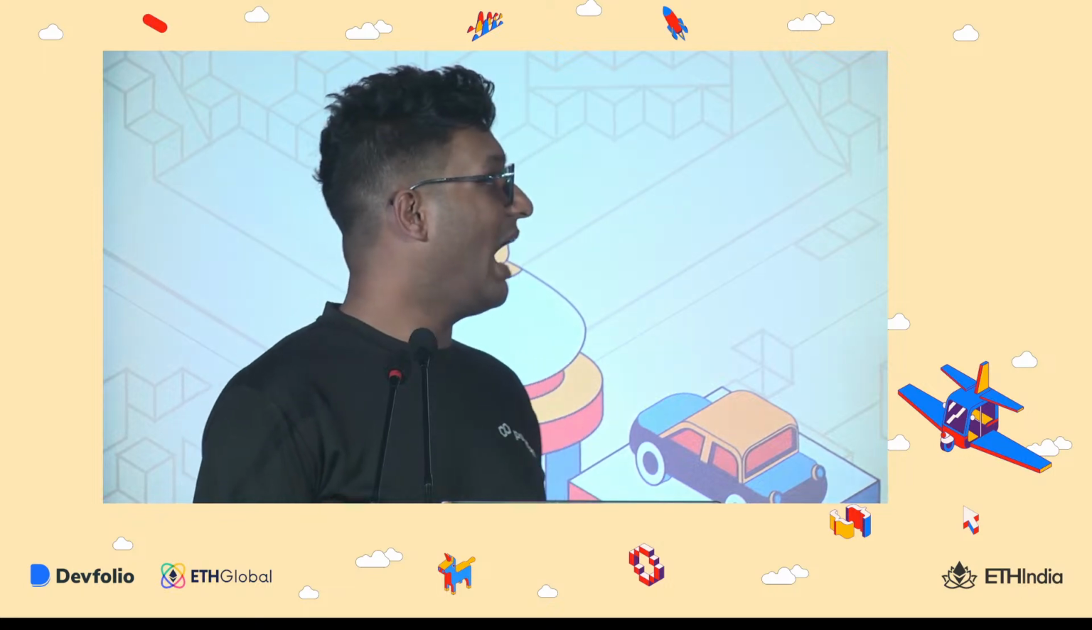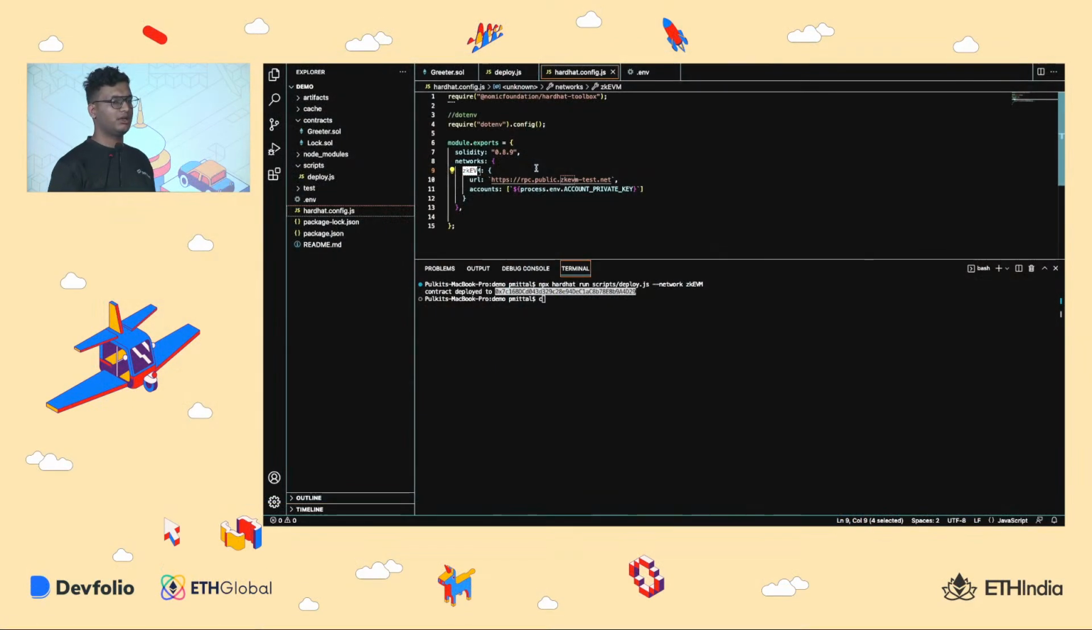So in the line, I'll show you. I'm just mentioning which network I need to connect to. So if, let's say, I mention the RPC URL of Ethereum here, the contract would be deployed to Ethereum.